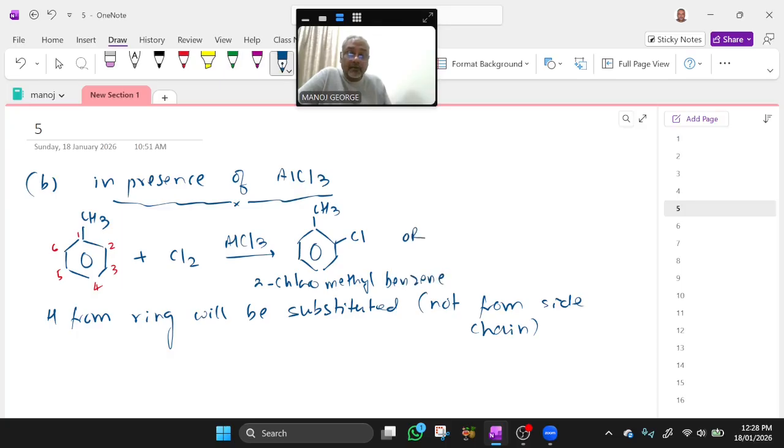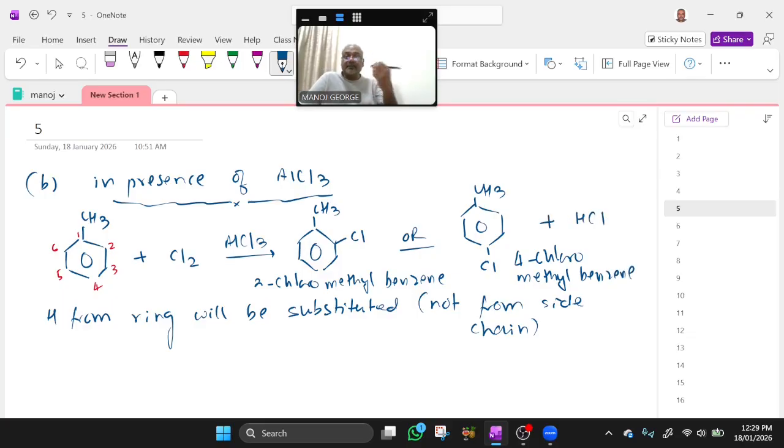Or you will get an isomer. Don't forget, you will get what is called a positional isomer, which means the Cl will come at position 4. So this is now 4-chloromethylbenzene. Plus, of course, you will get your secondary product. The secondary product will be HCl.